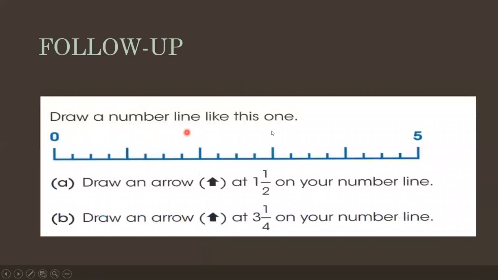Next comes a follow-up activity for you. This is your question. Draw a number line like this one in your math note, and draw an arrow mark like this on the number line where it represents 1 and 1 by 2 and 3 and 1 by 4. Already we have discussed where all these mixed numbers are on the number line, in the previous question, right? So you know where it is. So it's a very simple follow-up. You have to just place the arrow mark. That's all you need, where it shows 1 and 1 by 2 and 3 and 1 by 4. So do this in your math note and share it via Classroom.